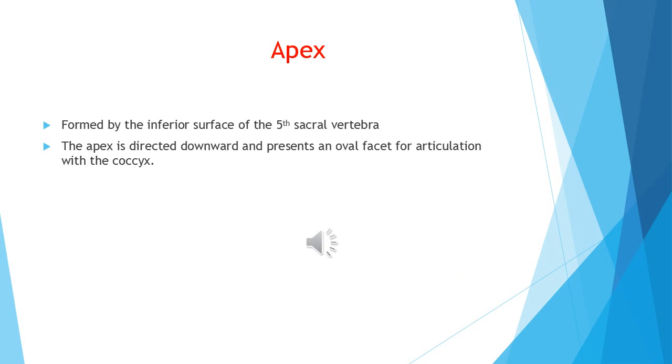The apex of the sacrum is formed by the inferior surface of the body of the fifth sacral vertebra. It bears an oval facet for articulation with the coccyx and forms the sacrococcygeal joint.